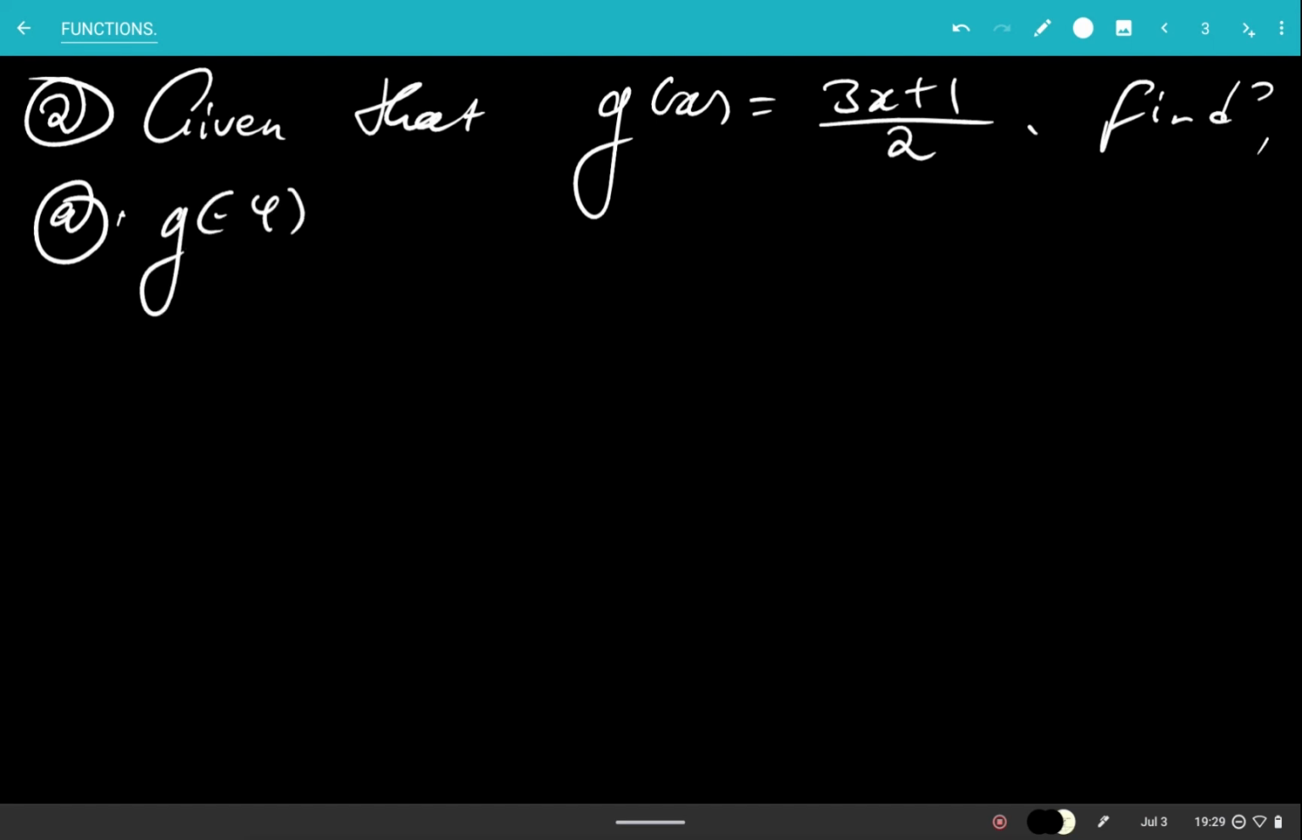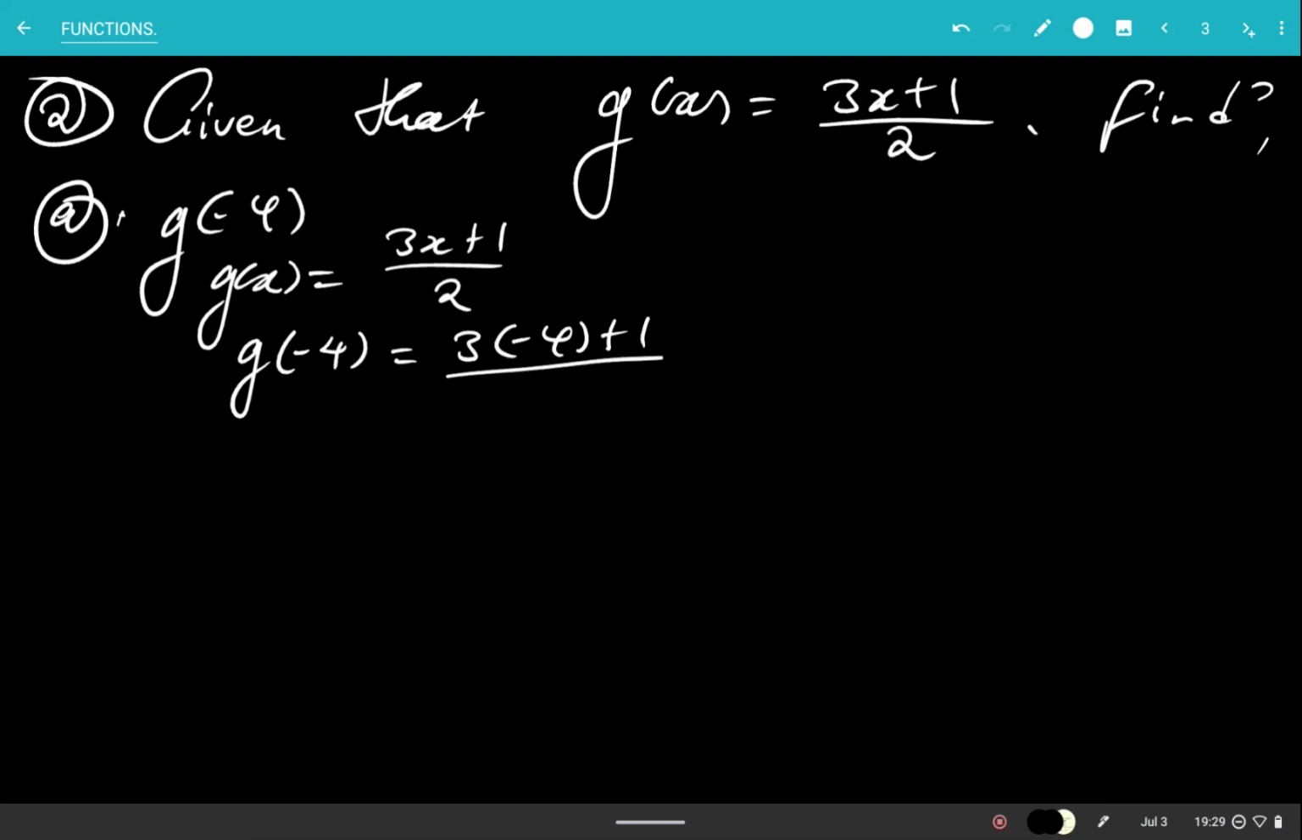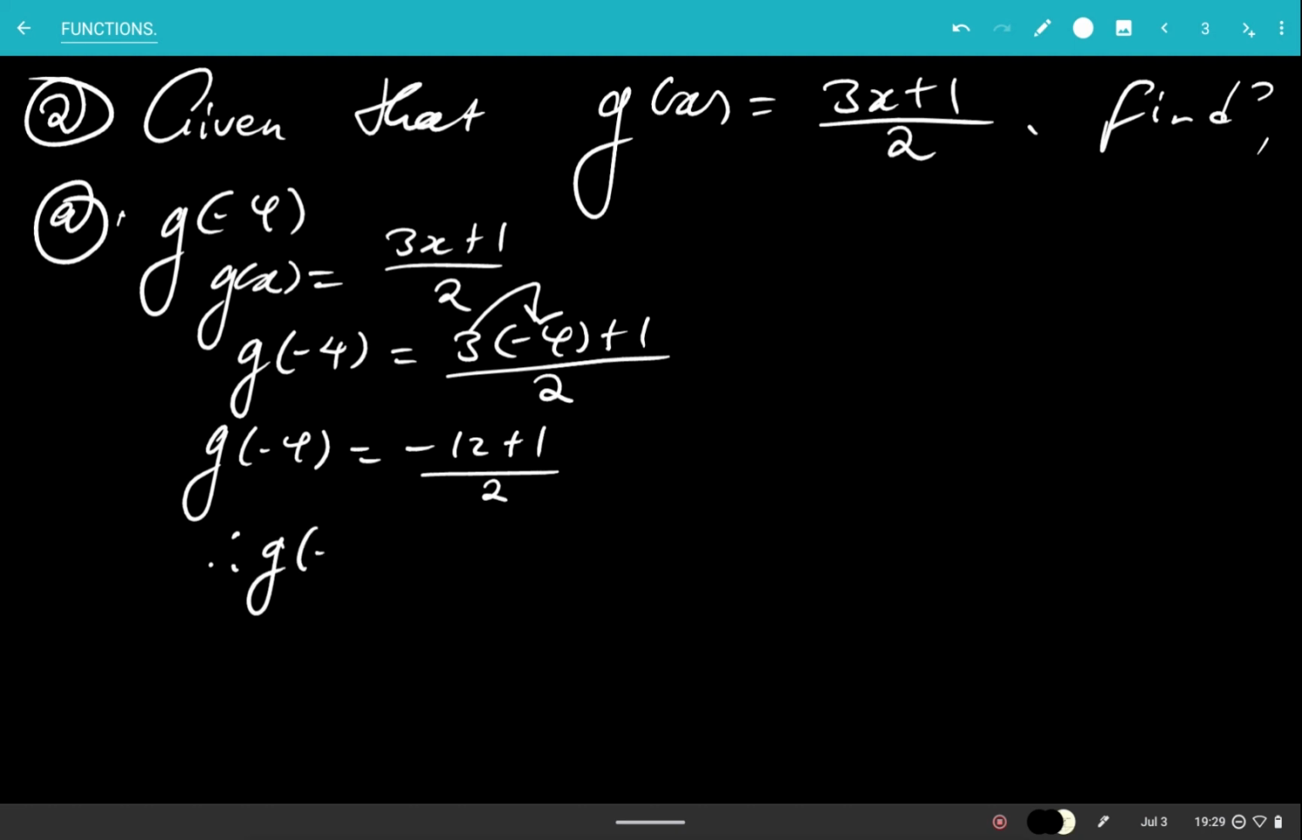We have to look for a function that is defined by g of x, and that is equal to 3x plus 1 over 2. Now g at minus 4 simply means that wherever there's x, I put minus 4. This will be over 2. This 3 multiplies the minus 4, so g at minus 4 is equal to 3 times minus 4, that's minus 12 plus 1 over 2. Therefore, g at minus 4 is equal to minus 12 plus 1, you get a minus 11 over 2. And that will be your final answer.